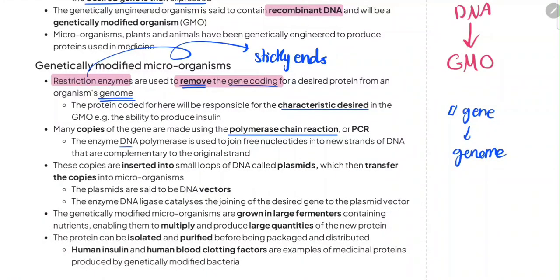The enzyme DNA polymerase is used to join free nucleotides into new strands of DNA that are complementary to the original strand. Okay, now we have one strand of DNA. I hope you can imagine with me.